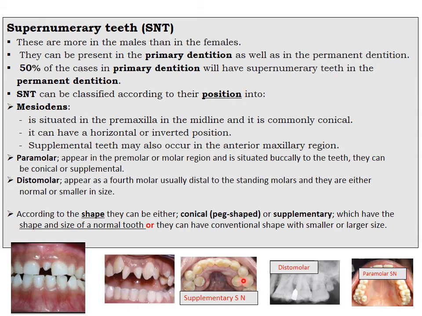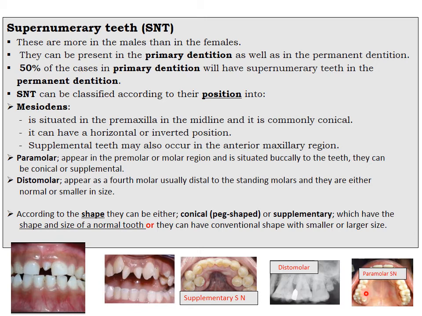Another type of supernumerary teeth is called distomolar, or the fourth molar. If you follow this picture, this is the 6, this is the 7, this is the 8, and this is the fourth molar. This is called distomolar. It is usually distal to the standing molar teeth, and they are either normal or small in size, but most of the time it is a micro tooth.